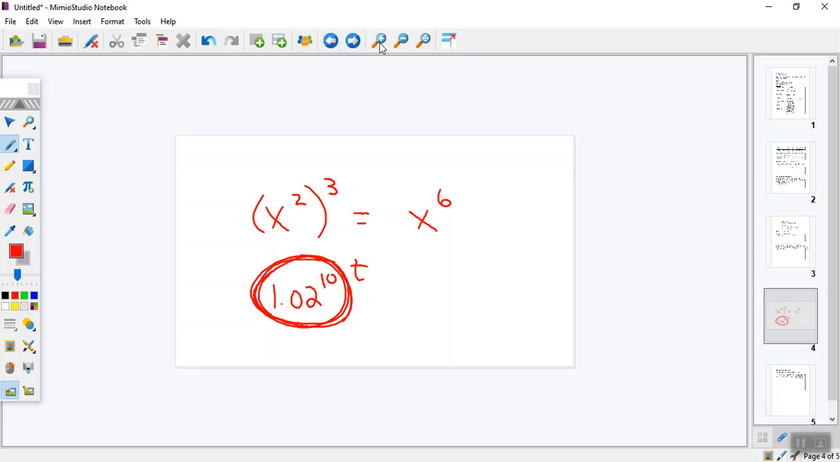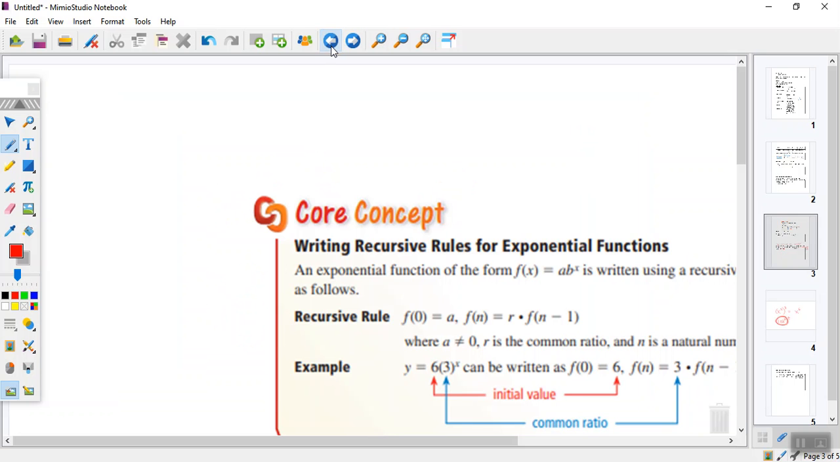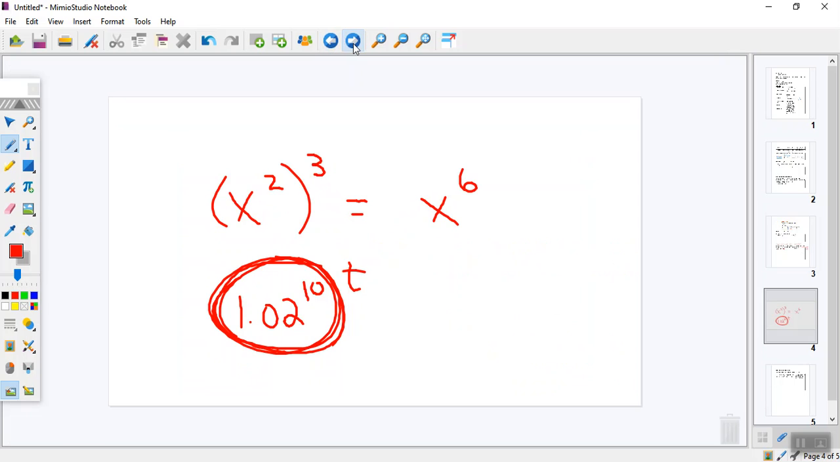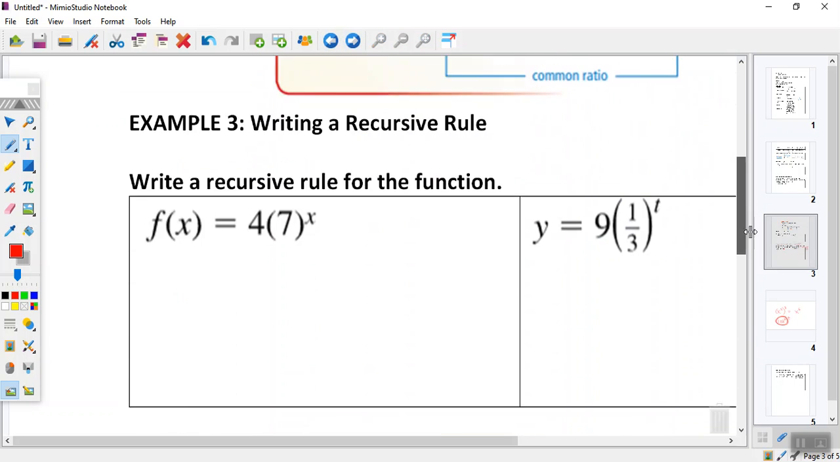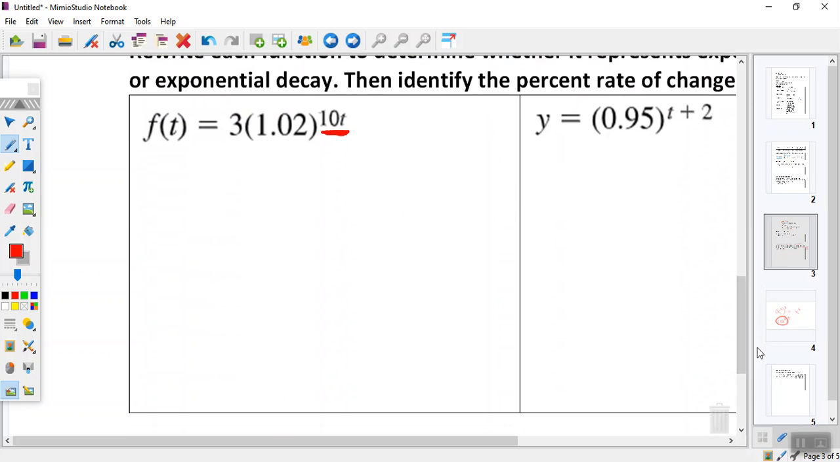So here's what's happening in this right here. We're trying to write this so that it only has one exponent. And the way you would do this one right here, we write this as 3 times 1.02 to the 10th power all to the t power like that. Okay. So now what we can choose to do here, kids, we can call this part right in here. We can evaluate that.